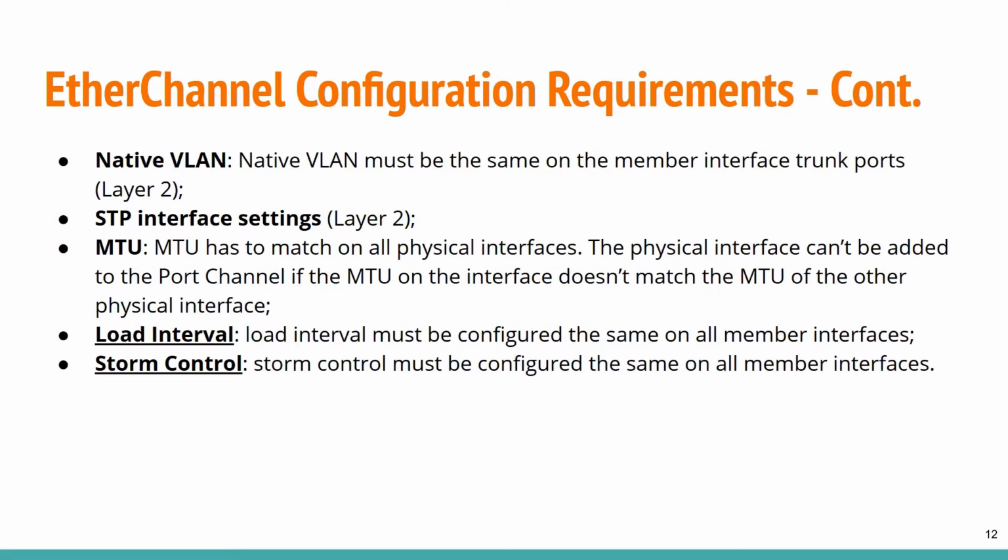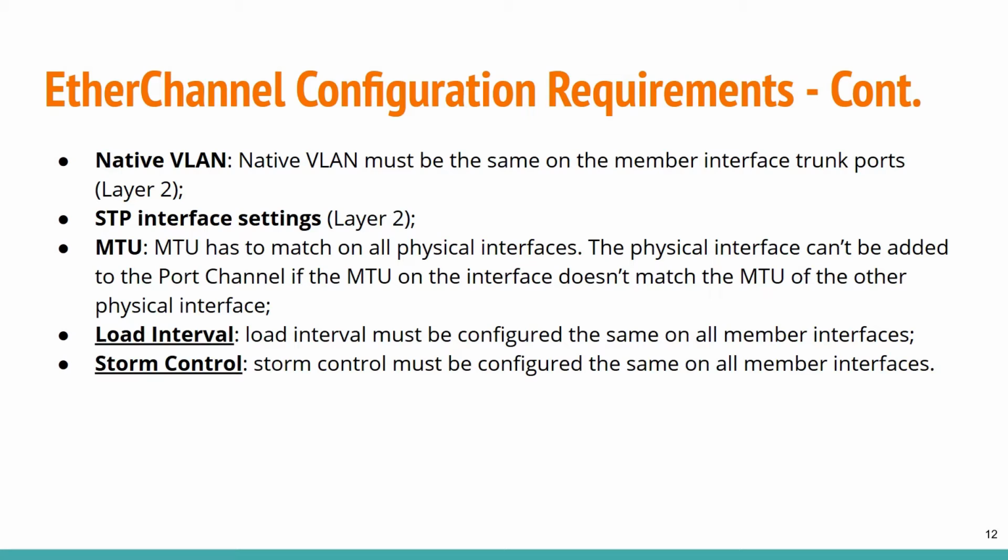Native VLAN. Native VLAN must be the same on the member interface trunk ports. This is for layer 2. STP interface settings must match on all physical interfaces. This is also for layer 2. MTU. MTU has to match on all physical interfaces. The physical interface cannot be added to the port channel if the MTU on the interface does not match the MTU of the other physical interface.